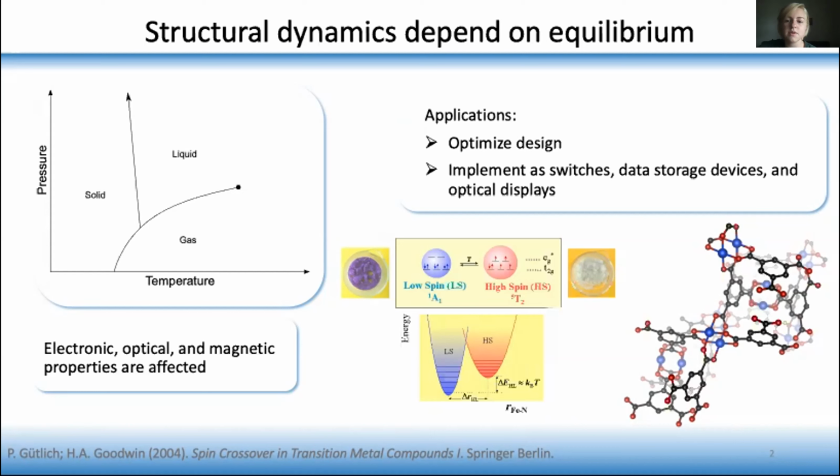And another important thing about structural dynamics from engineering standpoint and application side of things is that understanding how certain structures behave under certain conditions helps with optimizing the design to achieve superior performance. And phase change materials are also often implemented in electronics, in switches, data storage devices, and optical displays.